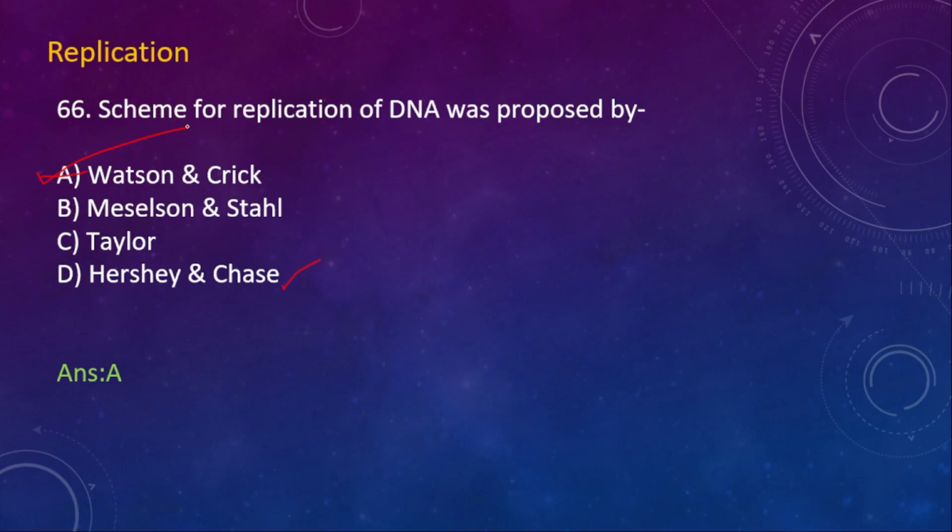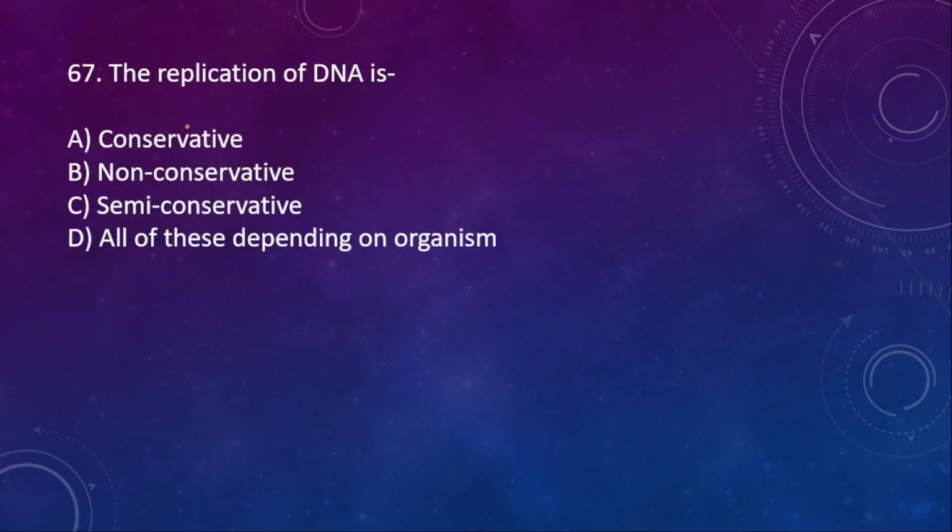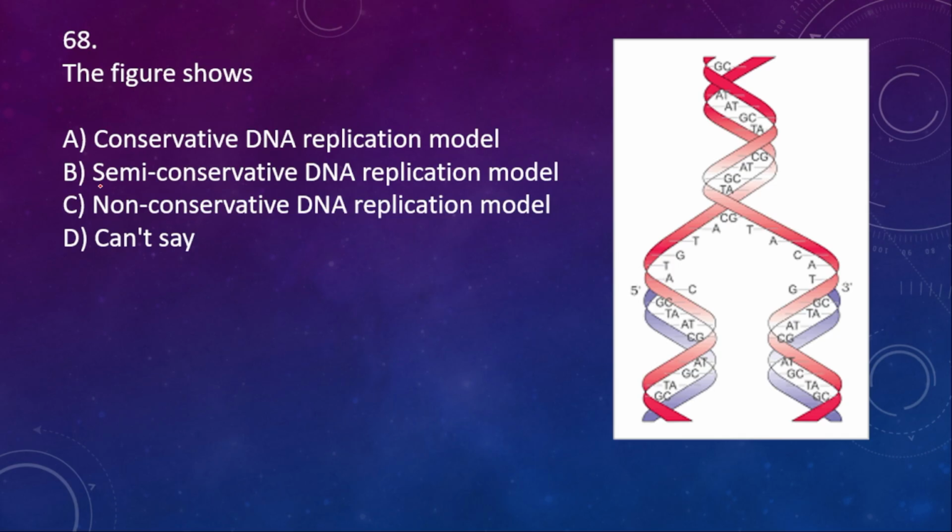Next one, that is 67th question. The replication of DNA is A. Conservative, B. non-conservative, C. Semi-conservative, D. All of these depend on the organism. Here the right option you people already know, that is semi-conservative. Next, this figure shows conservative DNA replication model, semi-conservative DNA replication model, non-conservative DNA replication model, and can't say.